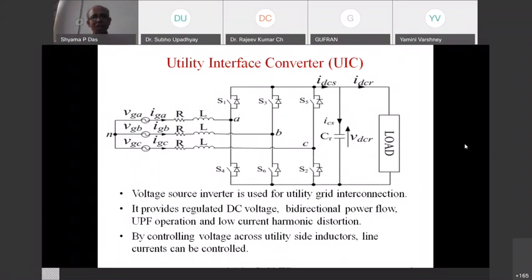So the objectives are the following. This provides a regulated DC voltage with bidirectional power flow, UPF or unity power factor operation, and low current harmonics. And by controlling the voltage across the utility side inductor, that is L, the line currents can be controlled. So the power factor is unity, the currents are free from harmonics, and the power flow can be bidirectional, depending on whether the DC grid requires power or has a surplus of power. Next slide, please.